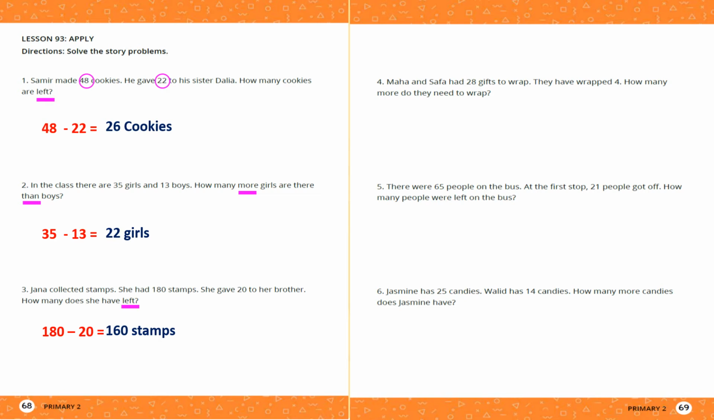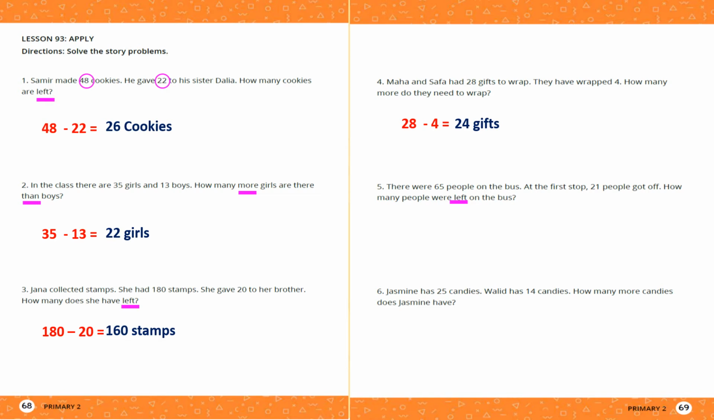Question number 5. There were 65 people on the bus. At the first stop, 21 people got off. How many people were left on the bus? Here the keyword is left, so we will subtract 65 minus 21. Subtract ones with ones, tens with tens. The result equals 44 people.